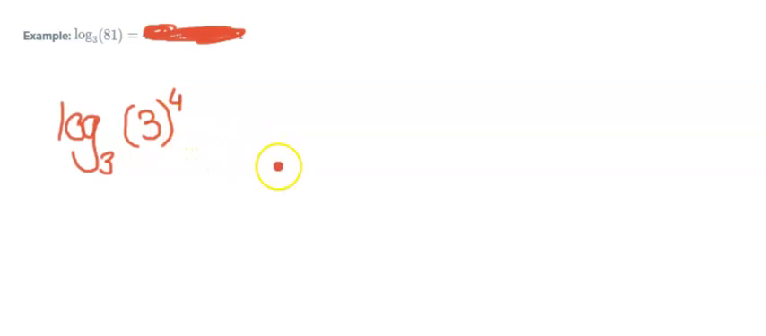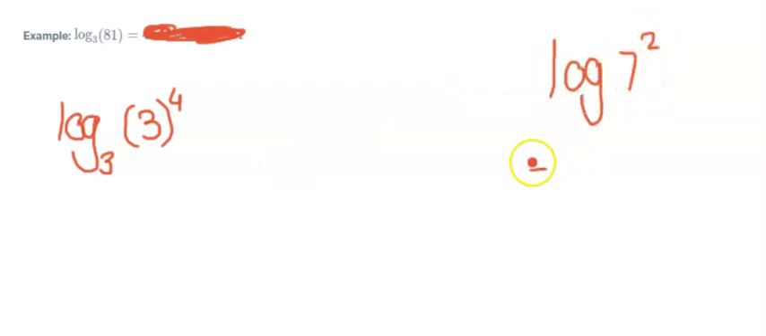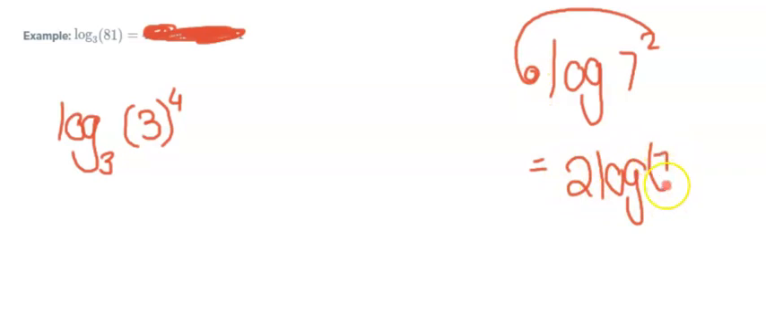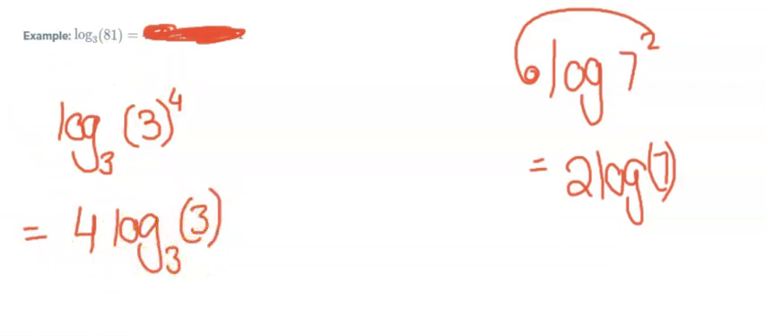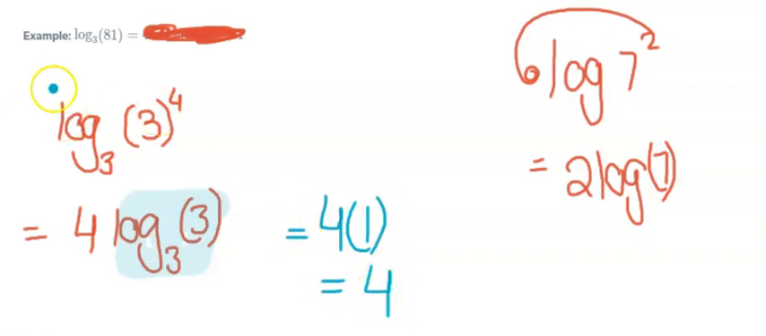Then there is another rule for the log. One rule for the log states that if you have log of 7 squared, the 2 comes in front, so 2 log 7. They are the same thing. According to the rule, this 4 is going to come to the front. So that 4 will jump to the front: 4 log base 3 of 3. And we had a rule initially that if they both are the same, this converts into 1. So 4 times 1, and the answer is just 4.